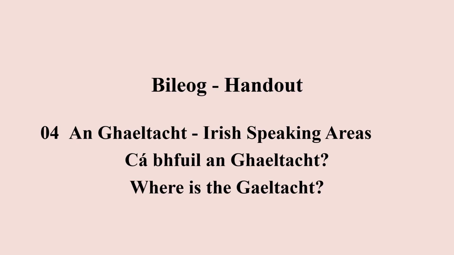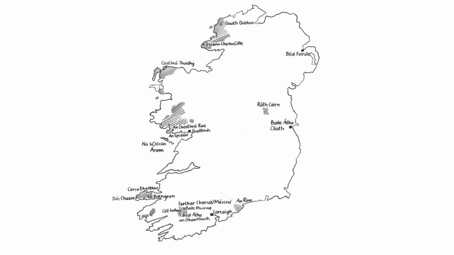Activity: you'll need your handout. An Ghaeltacht, Irish-speaking areas. Cá bhfuil an Ghaeltacht? Where is the Gaeltacht? So the Gaeltacht are the Irish-speaking areas in Ireland, and you'll see they're laid out here on the map in the shaded areas.